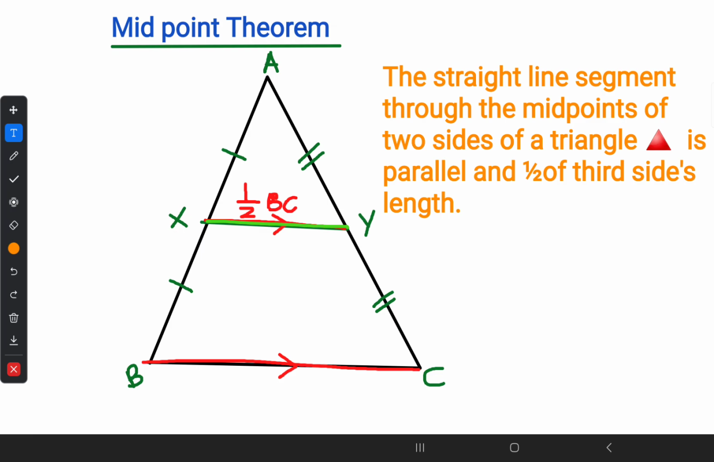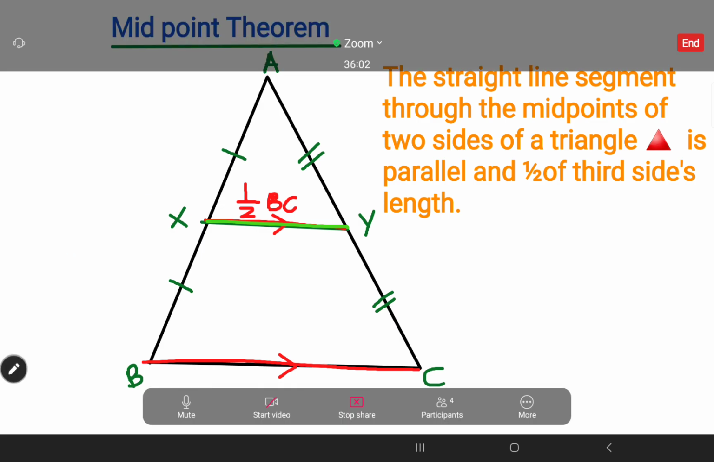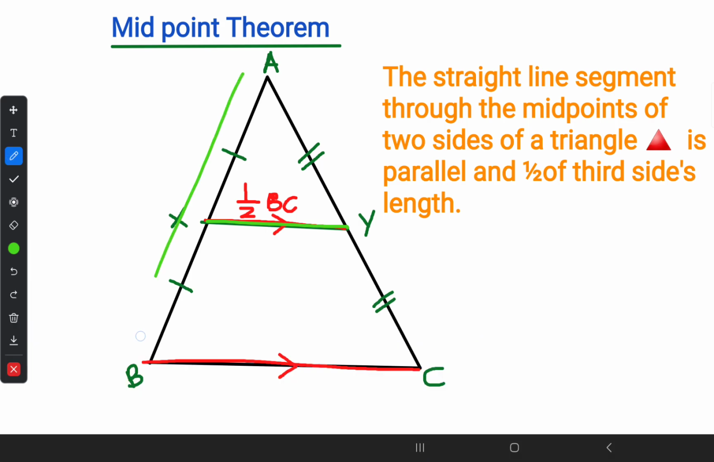The straight line segment through the midpoints of two sides of a triangle. So we have marked the two midpoints on the respective sides. For this side it would be this X. For the side AC, the midpoint is Y. Using a straight line segment, we connected them. So that length is half of the third side of the triangle and parallel to the third side of the triangle as well. This is called the midpoint theorem.